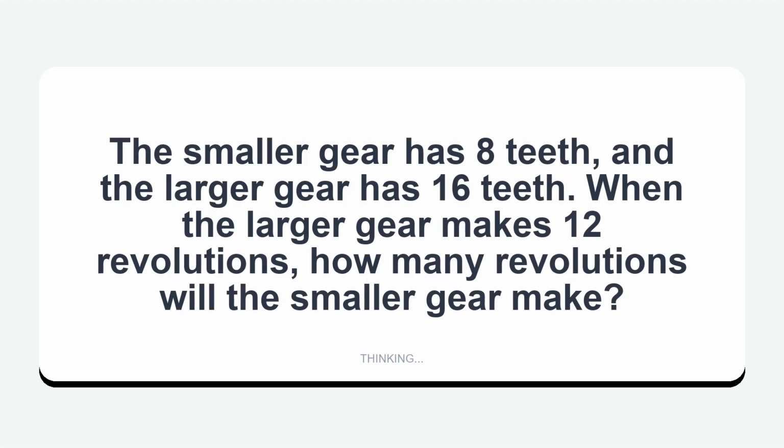The smaller gear has 8 teeth, and the larger gear has 16 teeth. When the larger gear makes 12 revolutions, how many revolutions will the smaller gear make? 24.